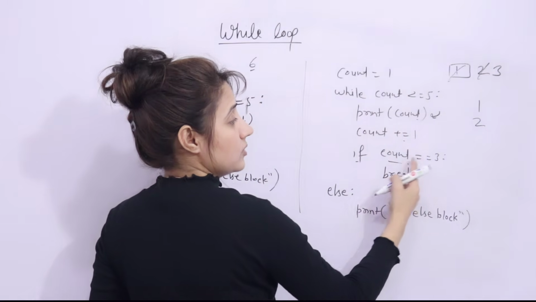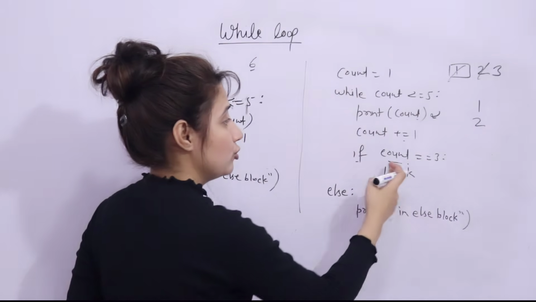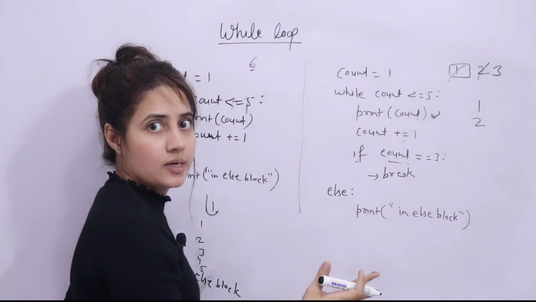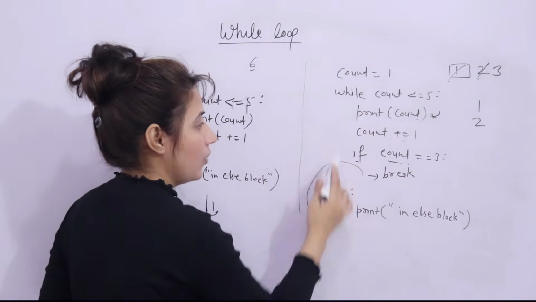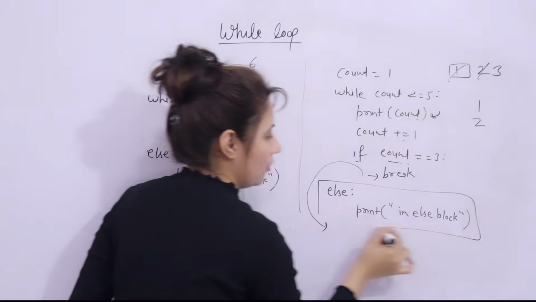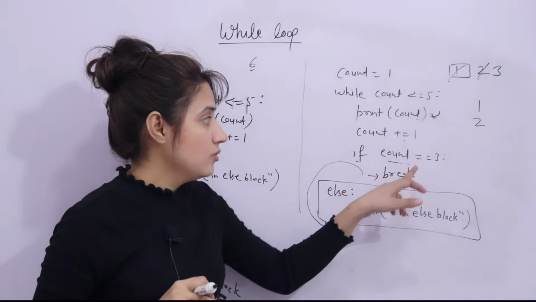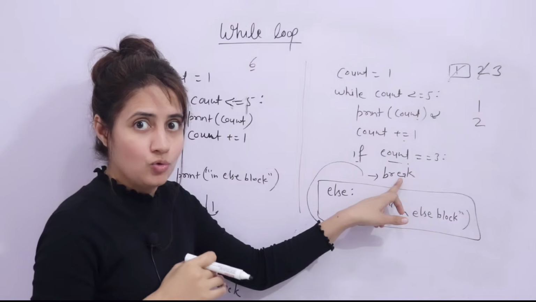If count is 3, equal to 3, yes, this condition is also true. Now control will enter here and break, meaning out from this while loop. But this time this else block would not be executed, because we have forcefully terminated this loop.